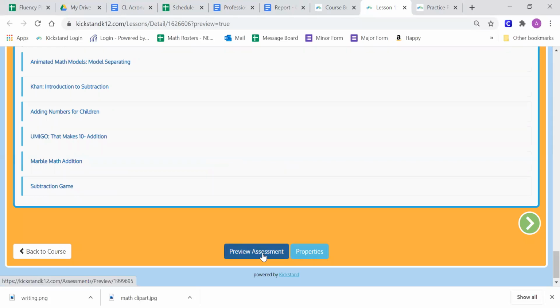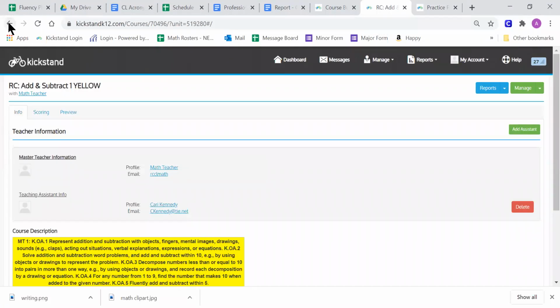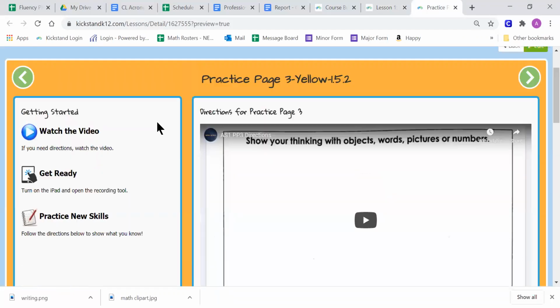During our lessons, there is an assessment piece that is usually just a few questions long to see if they have grasped the concept that is being presented in the lesson. So there's that piece with that. If I go back, there's also a practice page in those lessons. And that looks like this.